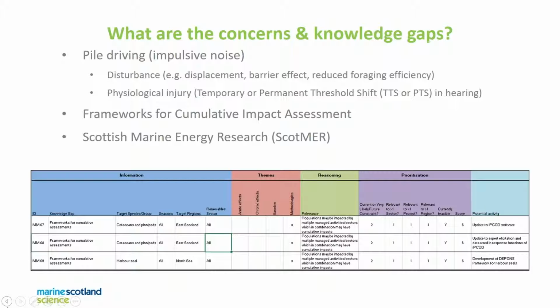So although that text is rather small, it's just to give you an idea of what the information is here. I can forward on web links if folk want to see the full table, but this is just highlighting a few of the knowledge gaps here on frameworks for cumulative impact assessment. These are then graded, and you can see potential activity there. The last one is development of DEPONS for a different species.